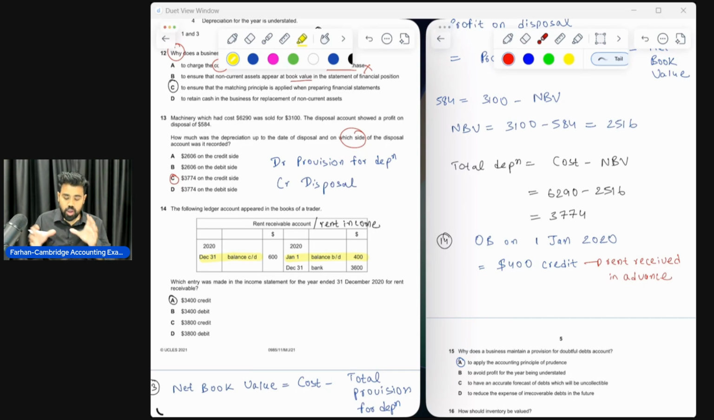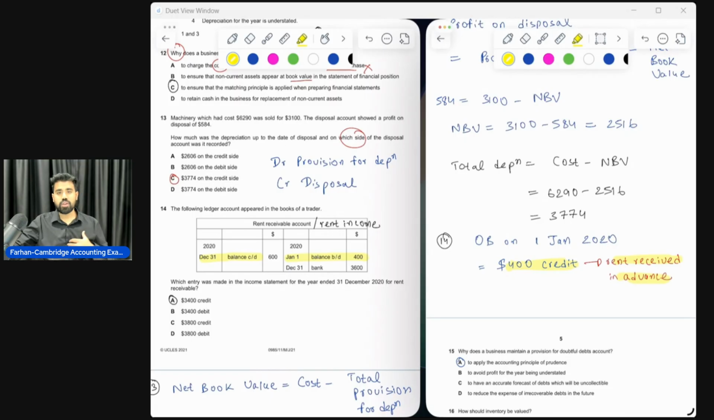So when we have got an opening balance on the credit side of a ledger account, what can have an opening balance? Liabilities, right? So opening balance on 1 Jan 2020 of $400 credit is referring to an obligation, which is mainly the rent that we have received in advance from whoever we have rented our place to, okay?